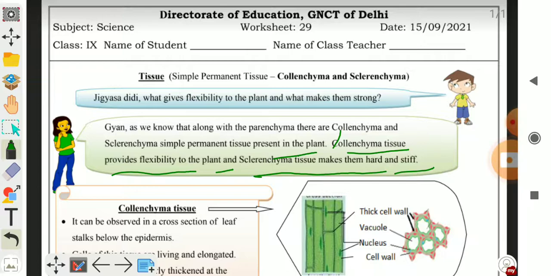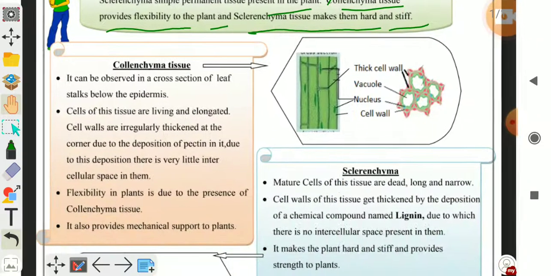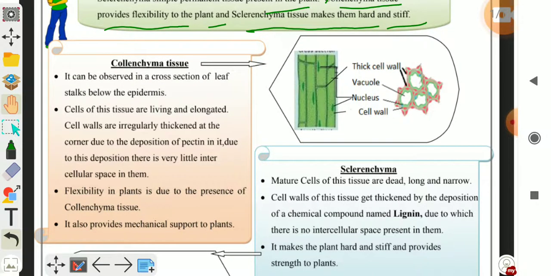Now we will learn about collenchyma. Collenchyma can be observed in the cross section of leaf stalk below the epidermis. Epidermis is the outermost surface of the plant. Also, collenchyma tissues are present in a cross section of leaf stalk below the epidermis.